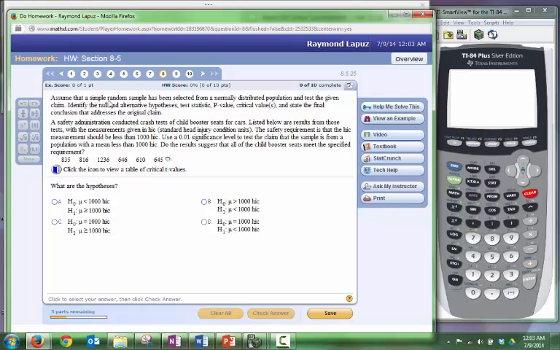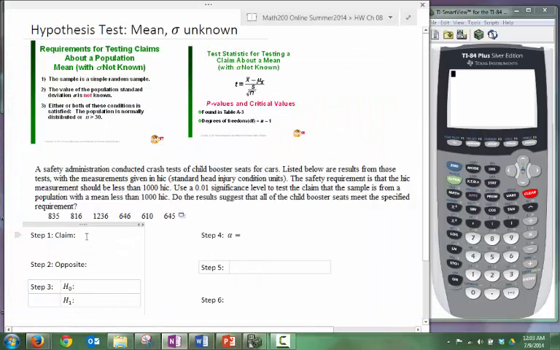We're going to assume that a simple random sample has been selected from a normally distributed population, and the test given, they want us to test the given claim. They want us to identify the null and alternative hypothesis, the test statistic, p-value, critical values, and then our final conclusion. So let's see if we can go ahead and do that. First, we want to identify our claim.